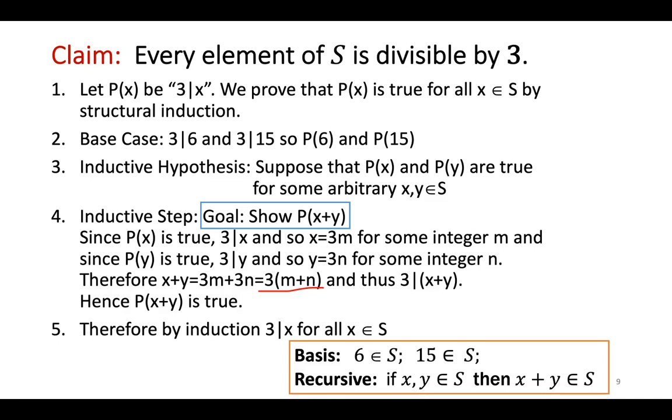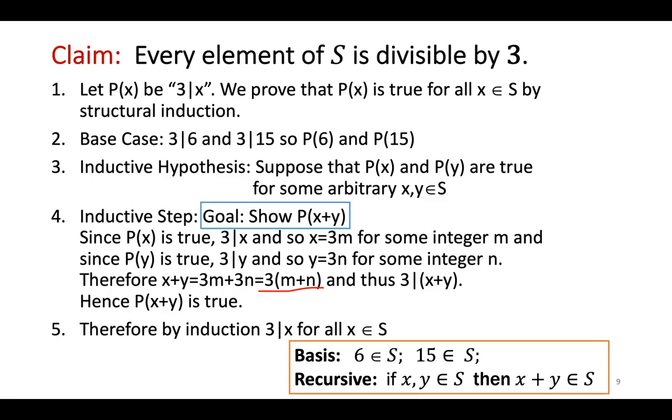So this is the solution. First we have to define the claim and find the base case, and check whether it is true. In the definition, P of X is about 3 dividing X. 3 divides 6, 3 divides 15, so that's why P of 6 and P of 15 are true.